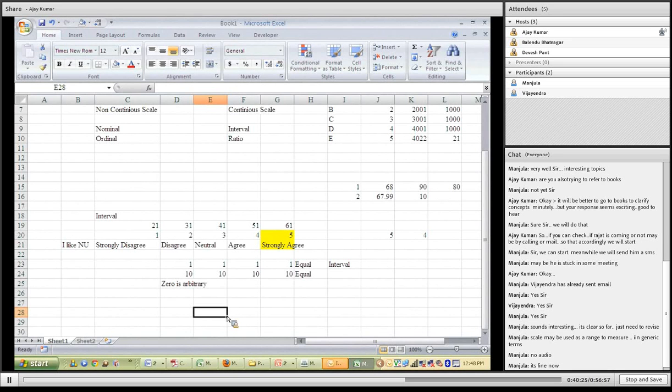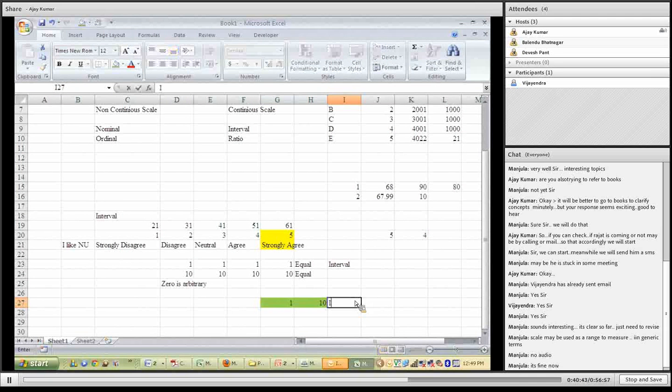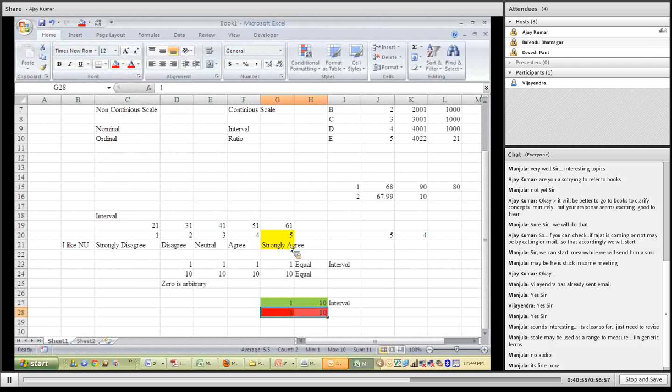So 0 is 0, which is fixed, whereas here it is not the case because 0 is not fixed. So for me 1 is equal to 10, right? I can make it green in case of interval scale. But 1 is not equal to 10, so let's make it red. 1 is not equal to 10 when we are talking of ratio scale, because this is 1 only, but this becomes 10, meaning absolute 10.